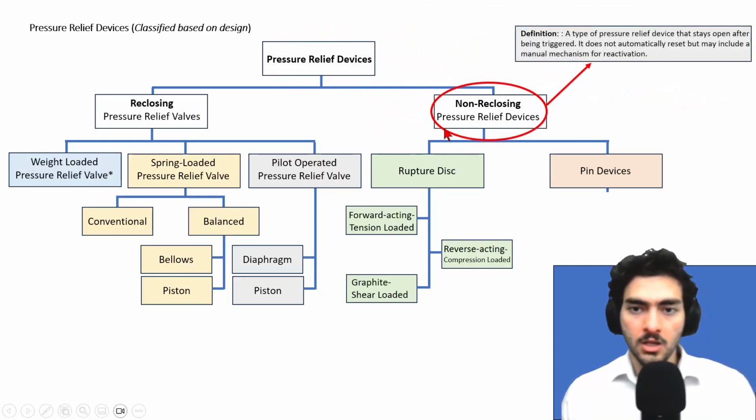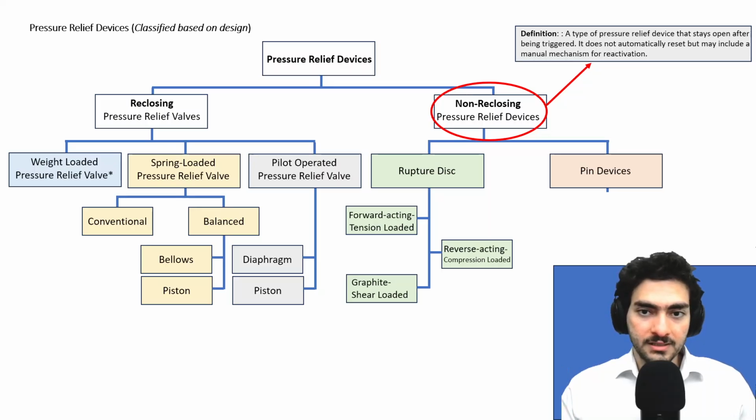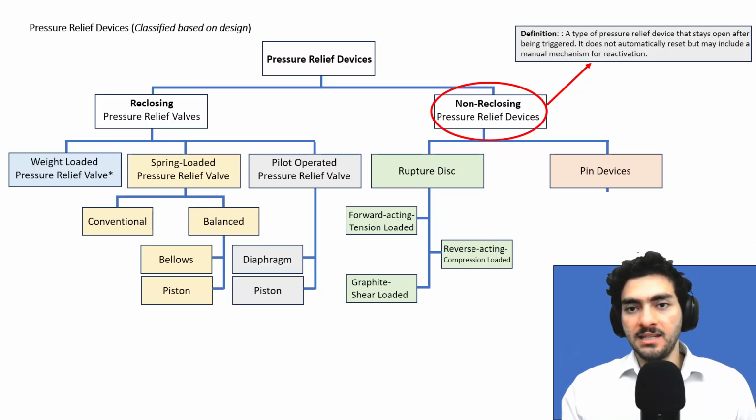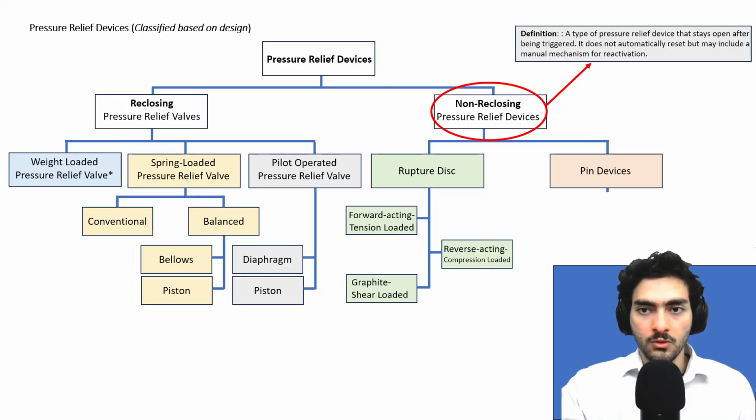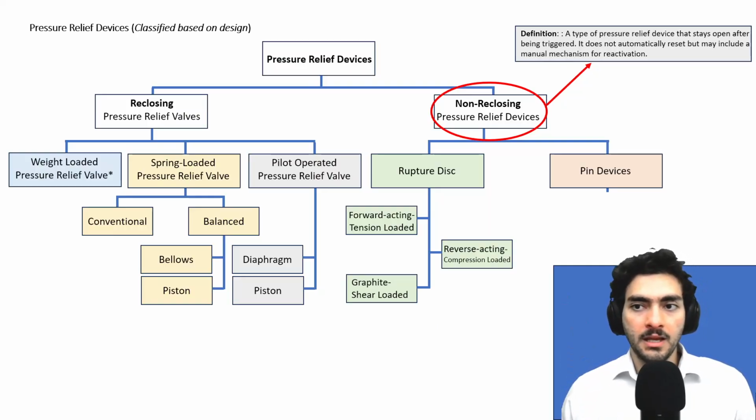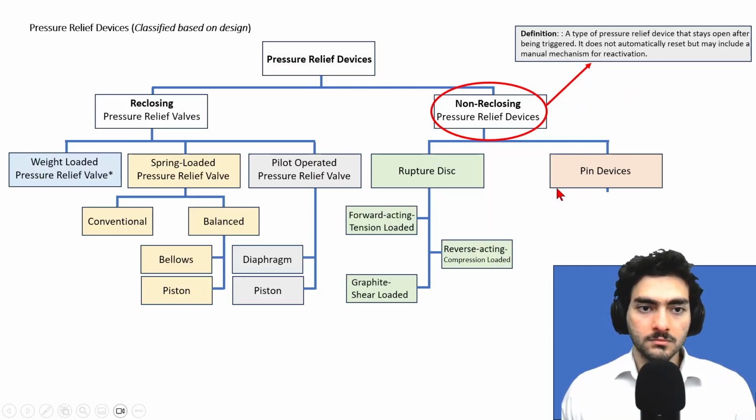So if you look at non-reclosing pressure relief devices, they're a type of pressure relief device that essentially stays open after the set pressure inside the pressure relief device and the vessel is reached. And it doesn't automatically reset or reseat, but may include a manual mechanism for reactivation.